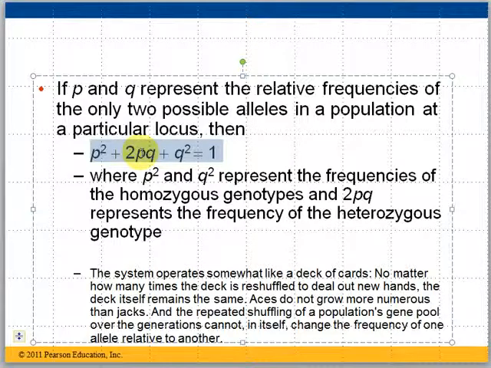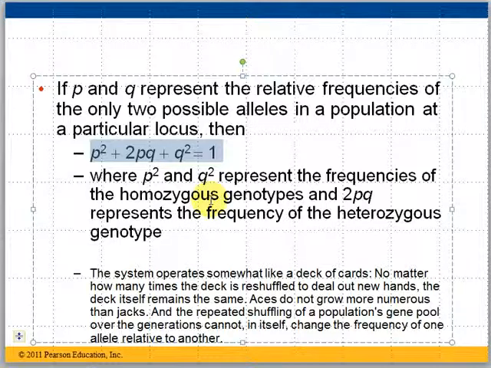So P squared and Q squared represent the frequencies of the homozygous genotypes, and 2PQ represents the frequency of the heterozygous genotype. So this is our Hardy-Weinberg equilibrium equation right here. P squared plus 2PQ plus Q squared is going to equal 1, or 100%. And that is probably more math than we've done in the last semester plus of biology.